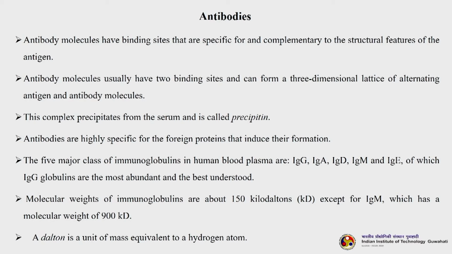Antibodies are highly specific to the foreign proteins that induce their formation. The 5 major classes of immunoglobulins in human blood plasma are IgG, IgA, IgD, IgM and IgE, of which IgG globulins are the most abundant and the best understood. It is called immunoglobulin G. The molecular weight of immunoglobulins is about 150 kilodaltons except for IgM, which is a little higher, 900 kilodaltons. A dalton is a unit of mass equivalent to a hydrogen atom. This we know, we have discussed earlier also.